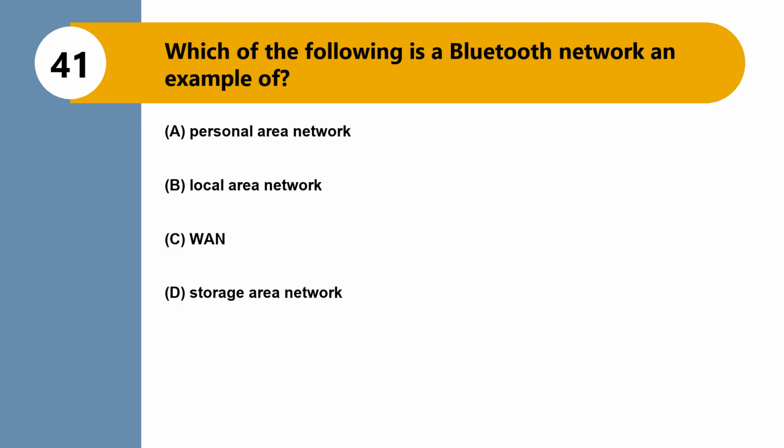Question 41. Which of the following is a Bluetooth network an example of? Option A, personal area network. Option B, local area network. Option C, WAN. Option D, storage area network.